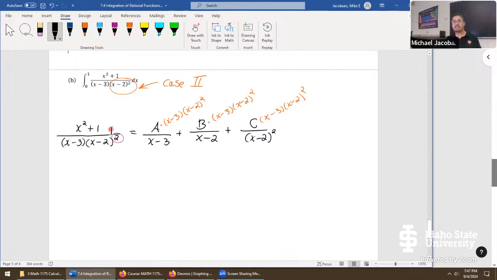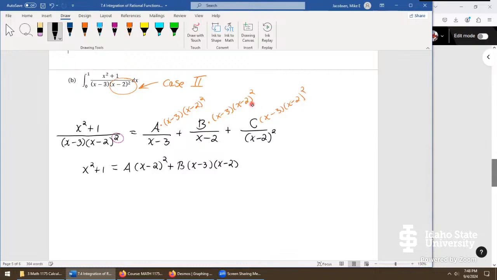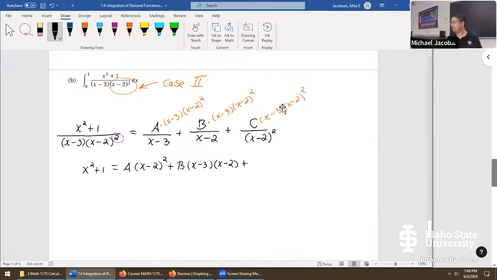We're also multiplying it on the left-hand side. That leaves behind x squared plus 1. Now on the right, we'll have A times x minus 2 to the power of 2. B, well, here we cancel off 1 power of x minus 2. So it's x minus 3 times x minus 2. Sorry, question first. Well, then for the last one, x minus 2 will cancel that one entirely. Just leave a C times x minus 3.